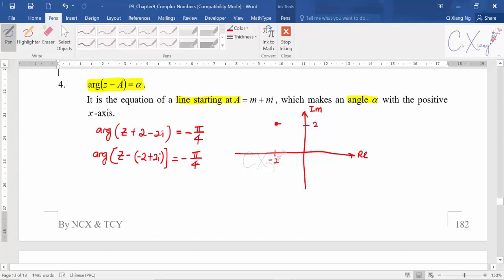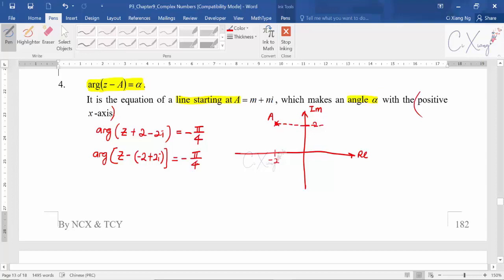Once you have the point, this is your point A, the complex number. Then you draw a horizontal line on the right. This horizontal line is actually the positive x-axis from this point. This is the line that you use to measure the angle.